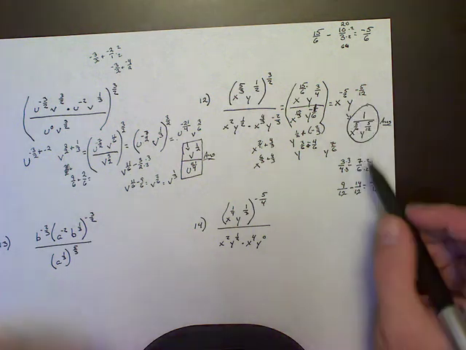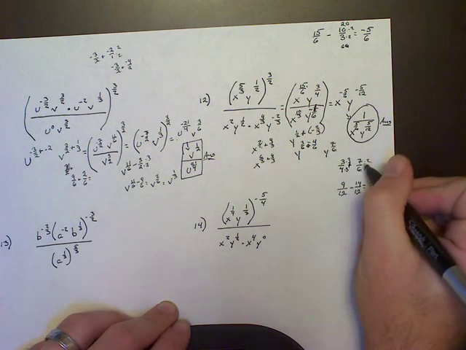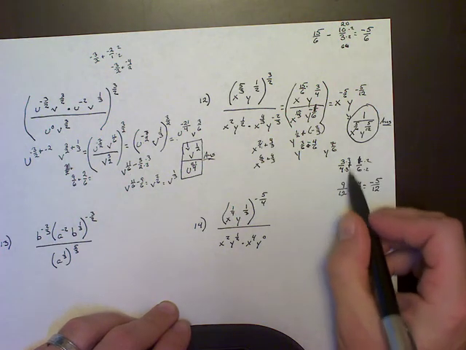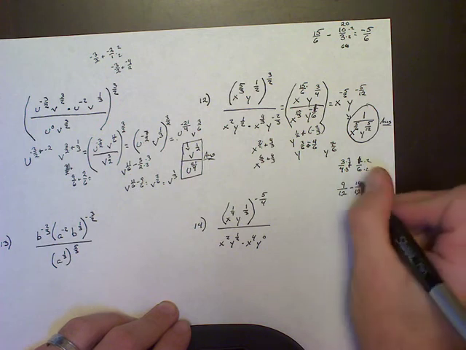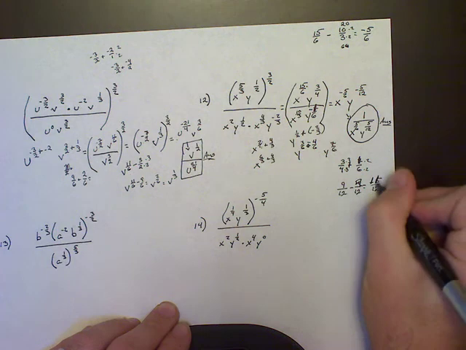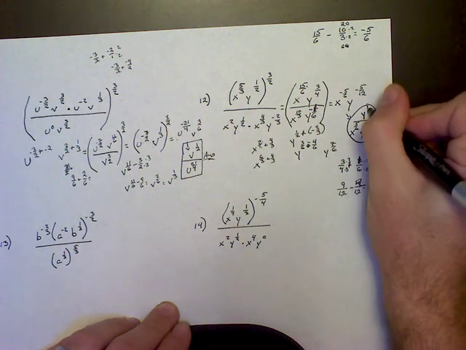And then down here, we'd actually be adding these, and this would be a 1. So that stays the same. That would be a 2. So this would be an 11 over 12, and it would be positive, so it stays y to the 11 over 12.